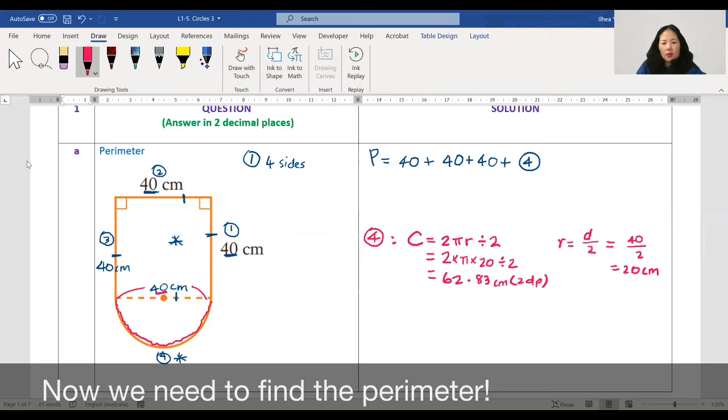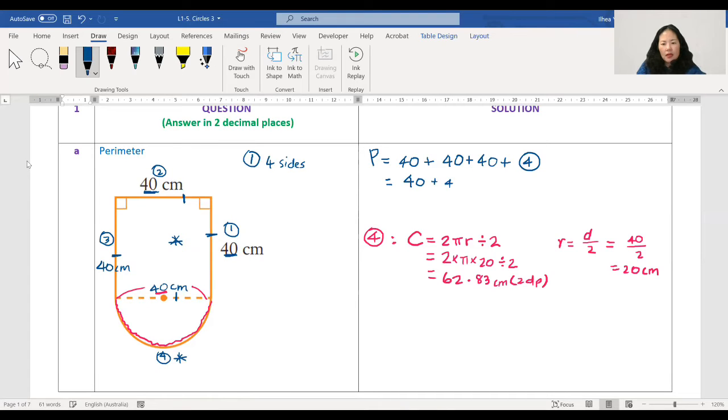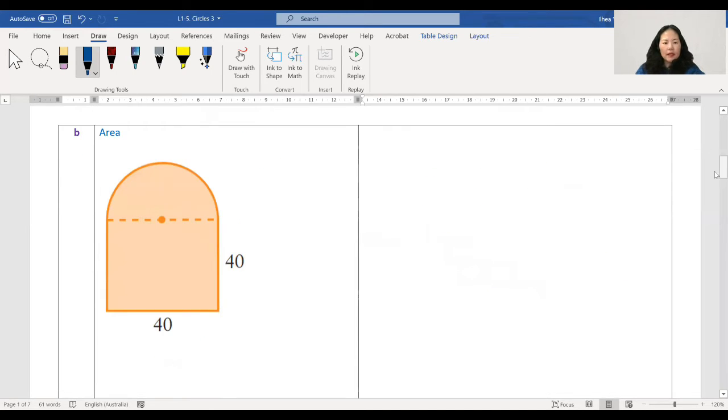Okay, so I'm going to go back to my expression for perimeter here. I'll write 40 plus 40 plus 40 for all three sides, and then the fourth one I'll write 62.83. Now I have all four sides. All I have to do is add it all up. I will get 182.83 centimeters. Now part B, it's looking for area, not the perimeter, but area.